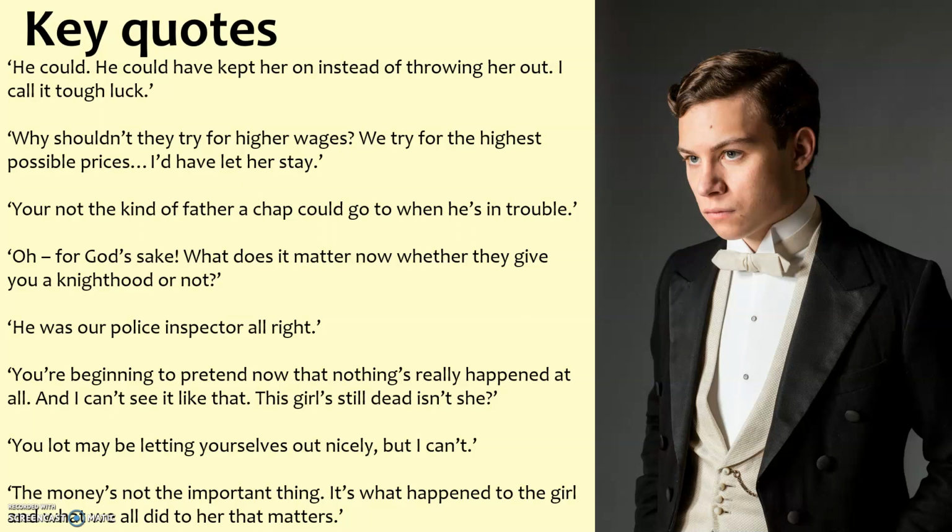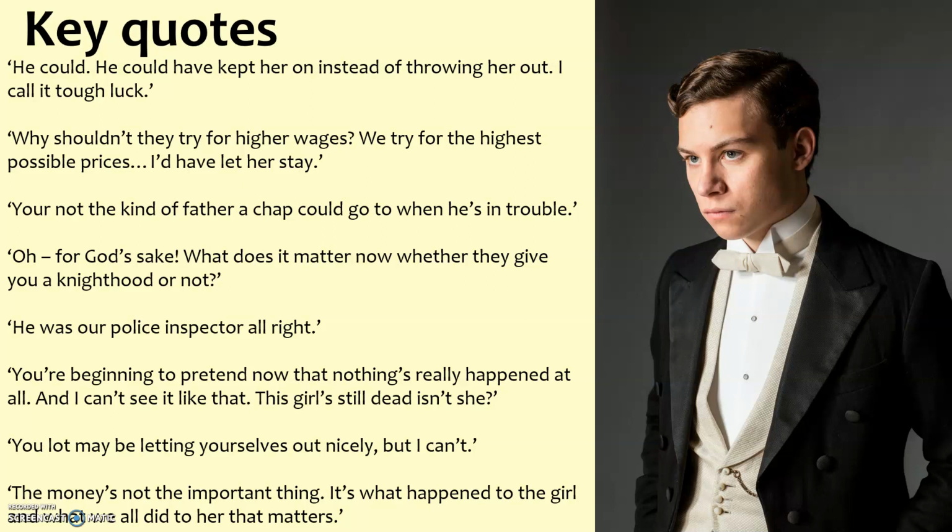"You're beginning to pretend that nothing's really happened at all." So this is showing the difference between the older and the younger generations, how he's critical towards his parents and the way they're reacting towards the inspector perhaps not being real. At the very end of that quote, it says, "This girl's still dead, isn't she? And you lot may be letting yourselves out nicely, but I can't." Once again, going along that similar pattern of not allowing himself to take no responsibility. He still feels the guilt and the remorse.